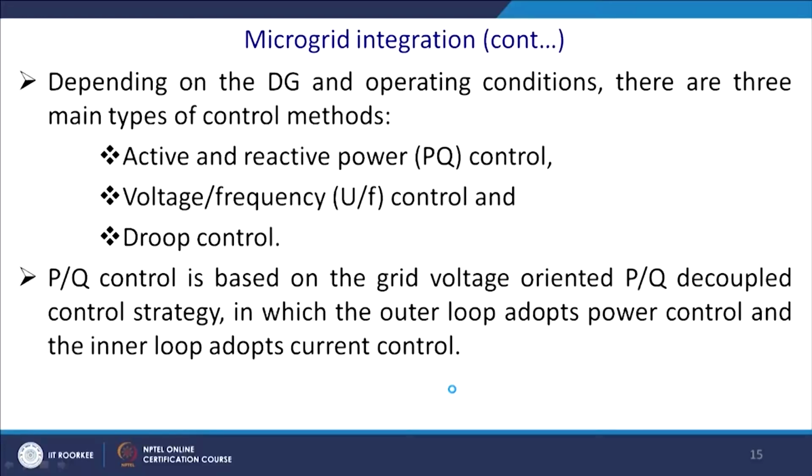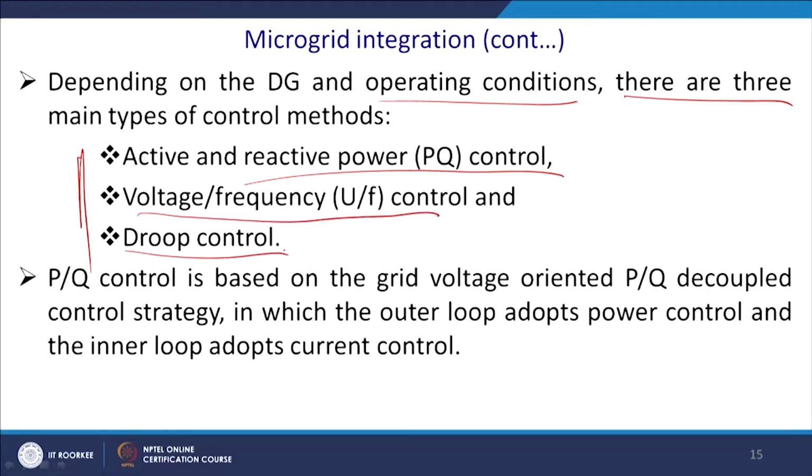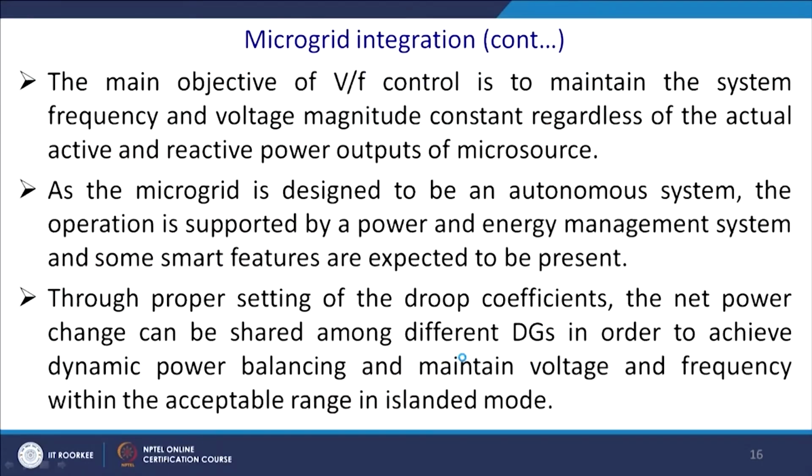And generally we have discussed in detail all these three controls, that is the integration. Depending on the distributed generator and the operating conditions, there are three main types of control: active reactive power control, voltage frequency control, and droop control. PQ control is based on the grid voltage oriented PQ decoupled control strategy, in which the outer loop adopts the power control and the inner loop adopts the current control. That is something we require to follow. We have discussed in detail in our lectures, please refer to those lectures.